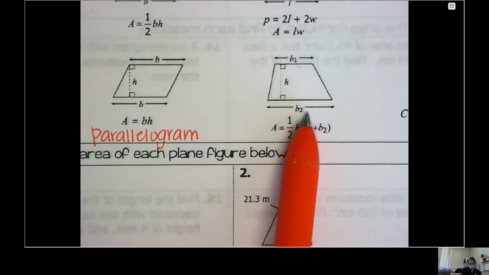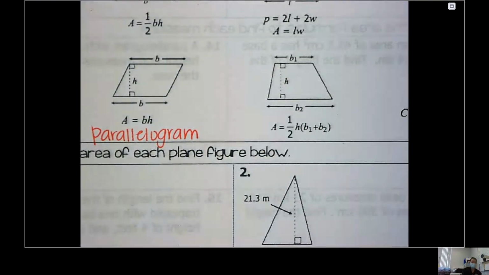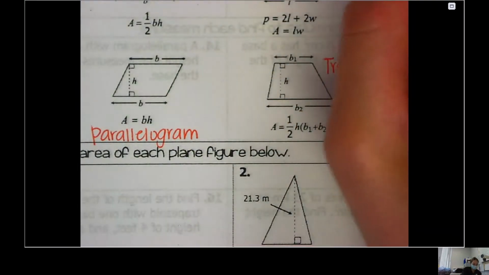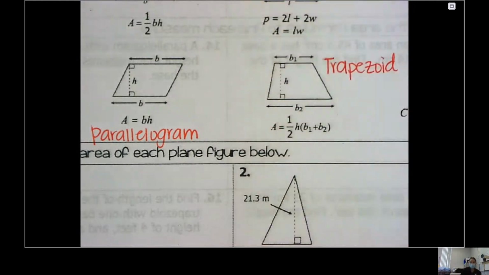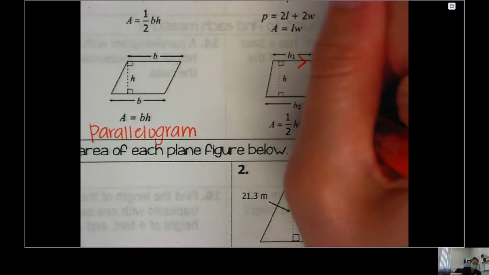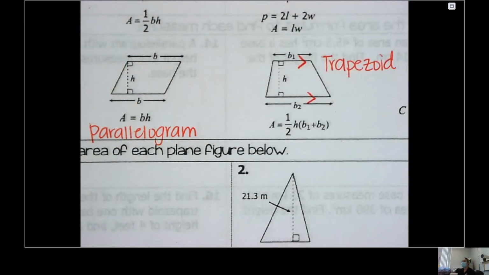What is this a picture of? Oh, not quite. Good guess, though. A trapezoid. Nice. Trapezoid. So in a trapezoid, you've got the Bs, B1 and B2. Those are called your bases. Your bases are always parallel to each other. And then you're multiplying it times 1/2 times the height. Again, that H stands for height, has to be vertical, straight up and down. Can't be tilted, has to be straight up and down.